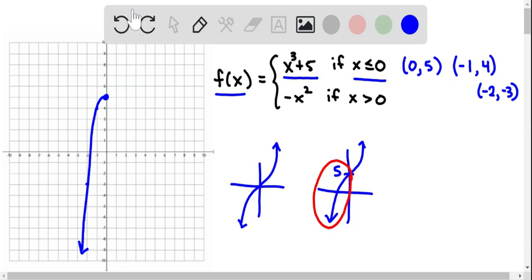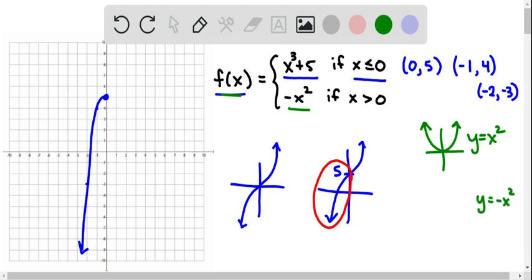Okay, now for the bottom piece, f of x equals the opposite of x squared. So let's think about what that would look like. So we know if we were graphing y equals x squared, that's another one of our basic functions. It looks like this with a vertex at 0, 0. But if we're graphing y equals the opposite of x squared, it's going to be reflected across the x-axis and it's going to open down. So we're only graphing the part of that that's greater than 0. X is greater than 0, so we're graphing this part.